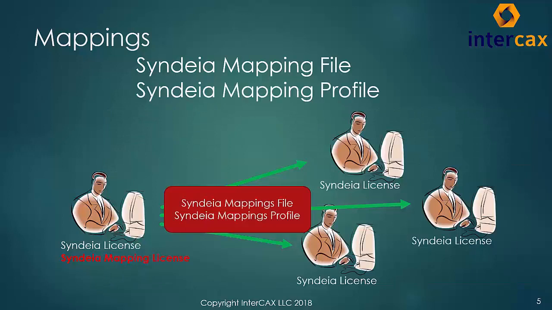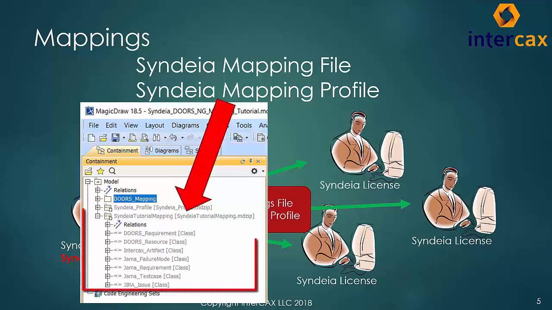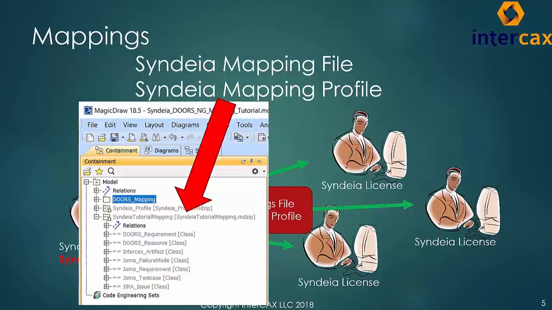The second file is a SysML profile that contains special SysML stereotypes that may be used in the mappings. It is added to the SysML model like any other profile and must be added to each new model where the custom mappings are desired.